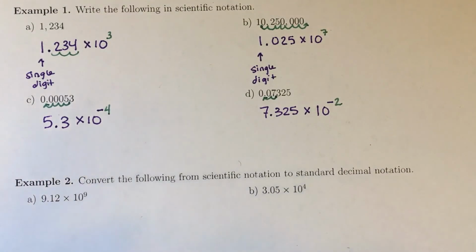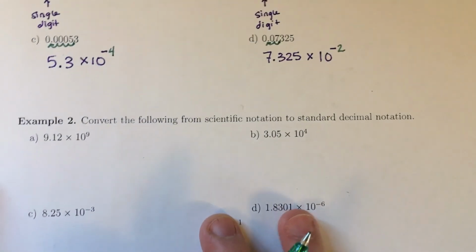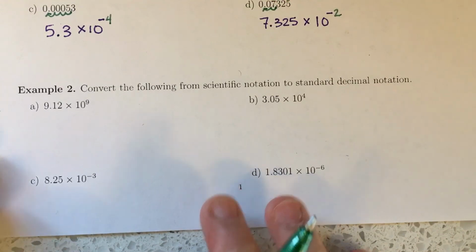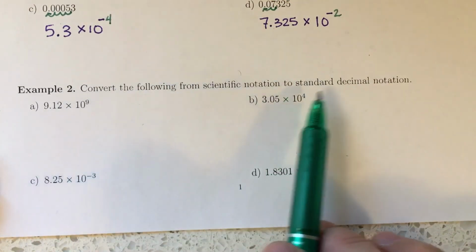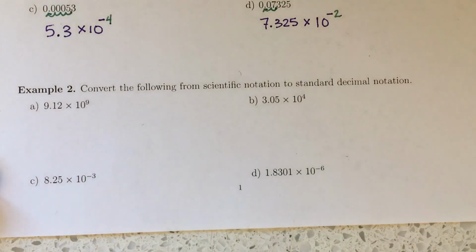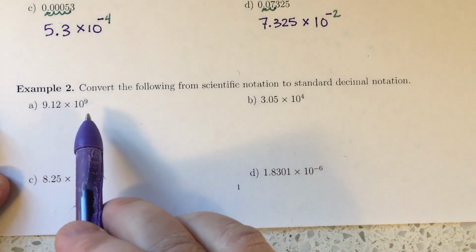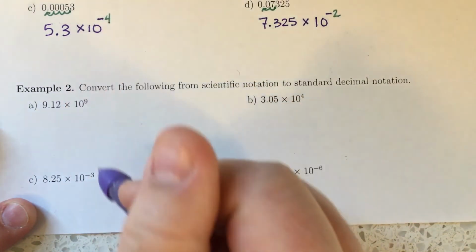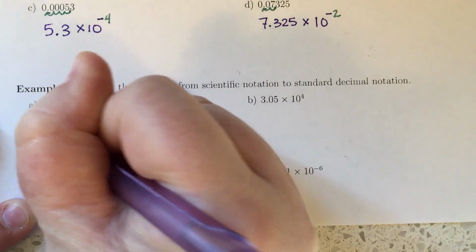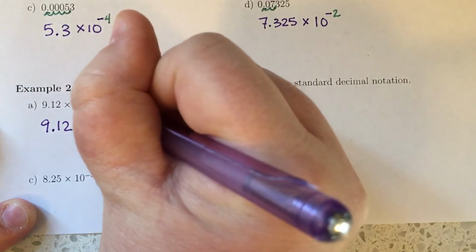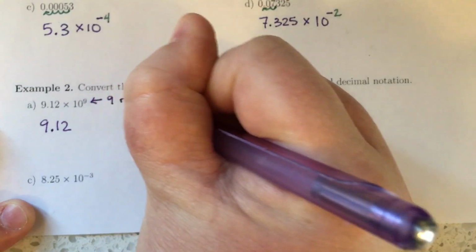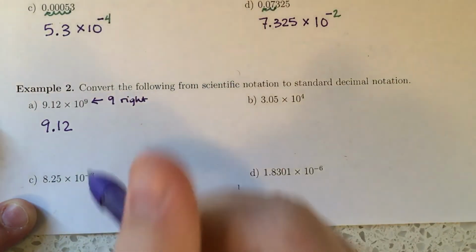Let's go the other direction, and hopefully this will keep making more and more sense as we go along, especially if this is new to you. So now we're starting with scientific notation, and we want to convert into standard decimal notation. All right, first one, I see a positive exponent. That means it's going to get larger. So we're going to need to move the decimal point 9 spaces to the right. So this moves 9 right because it's positive.